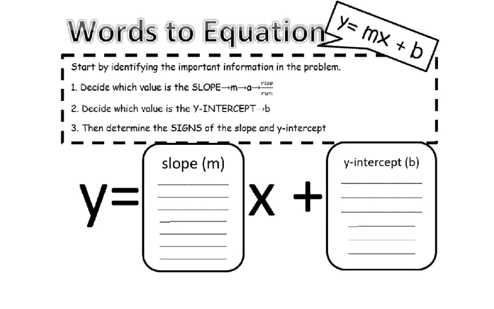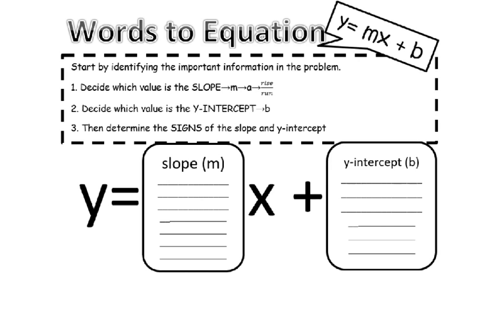This video is for lesson 1-19. This is the pink notes, and it's words to equation. So you're going to start by identifying the important information in the problem, and you've got to decide which value is the slope, and which value is the y-intercept, or the b. And then you're going to determine the signs of the slope and the y-intercept. So is it positive or is it negative?